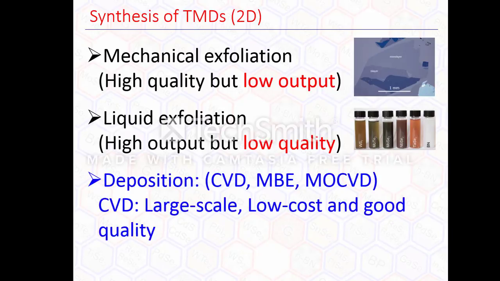So that's why we're working on deposition methods, specifically chemical vapor deposition, molecular beam epitaxy, or MOCVD. The good thing for the CVD method is we can produce large size, as I said, as large as wafer size, even tens of inches. Also the cost is low. It's not that expensive to buy a furnace, right? And the precursors are also very cheap. We don't have to maintain a very high vacuum, and the quality is good enough.